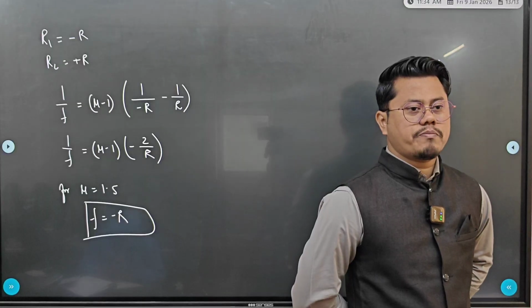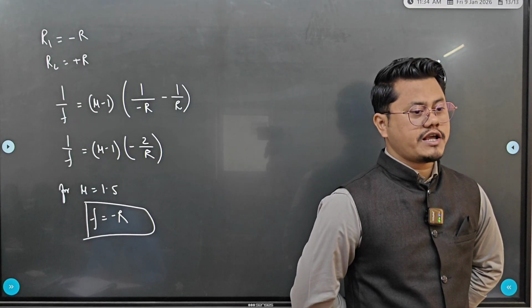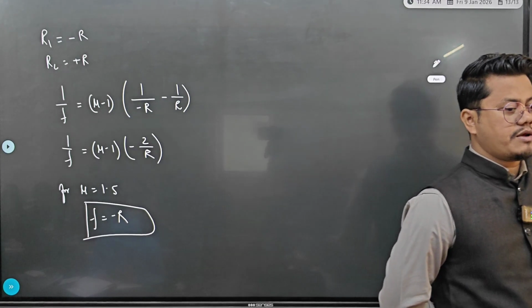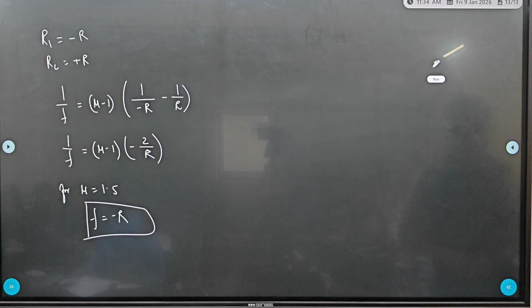In case of plano convex you got focal length is 2 times the radius of curvature, or not? It was positive, right? You'll be getting minus of 2R in this case. Do it fast.